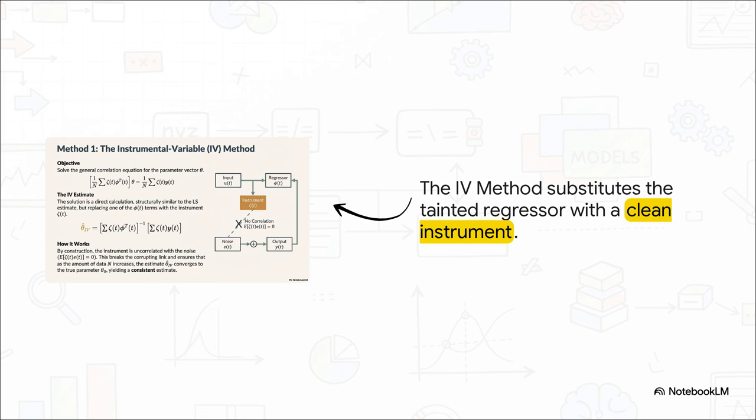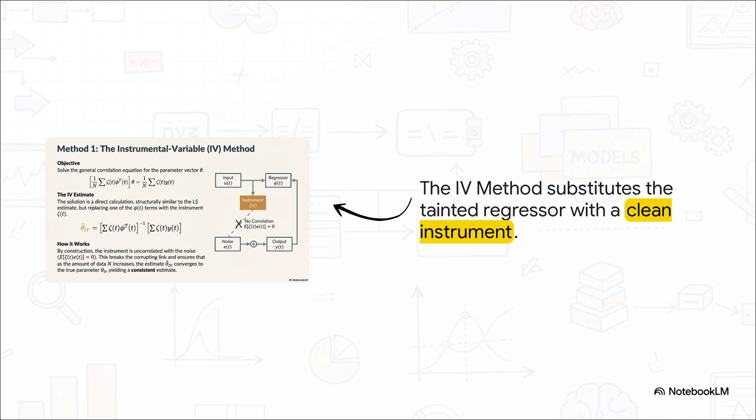Now, take a look at the formula for the IV estimate. It looks almost identical to the least square solution we saw just a few minutes ago. But notice that one crucial change. One of those tainted regressor vectors, phi, has been swapped out for our clean instrument vector, zeta. That one simple substitution is incredibly powerful.